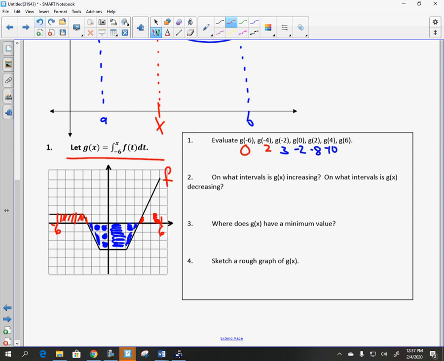I've got 1, got 2, 3, 4, 5. I'm going to say about 6. Do you agree? Okay, so I've got about 6 there. Yeah. Oh, I'm sorry. Thank you. Thank you. Good catch. -4. Good catch. Thank you. Yep, you guys are smart.